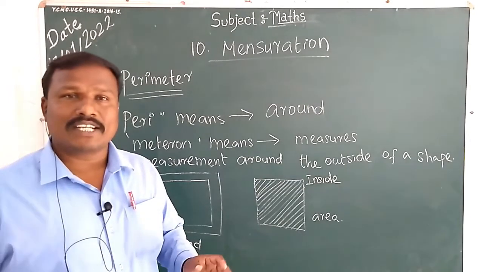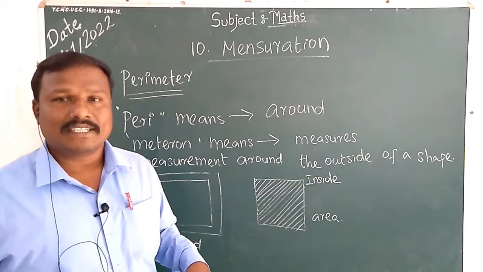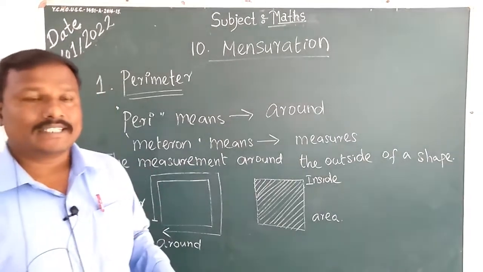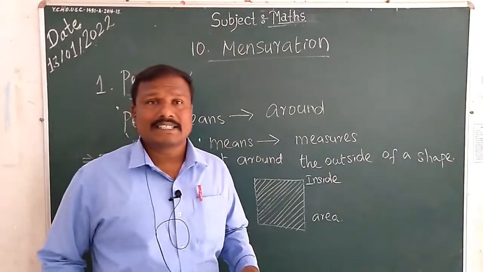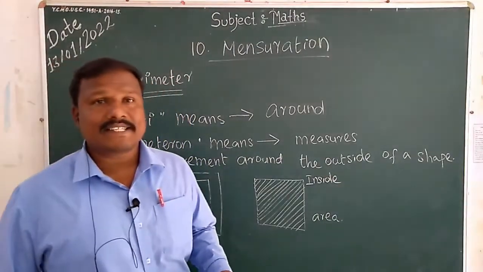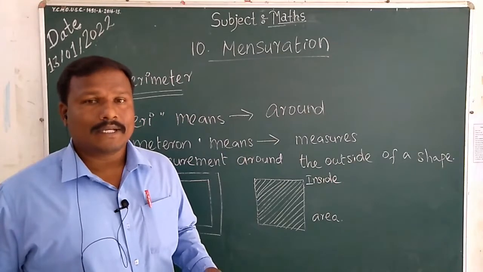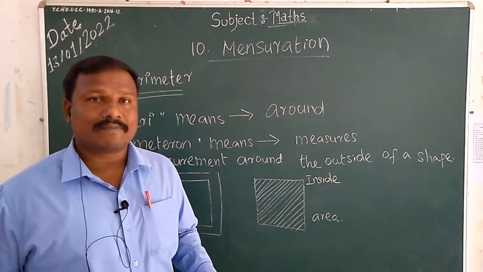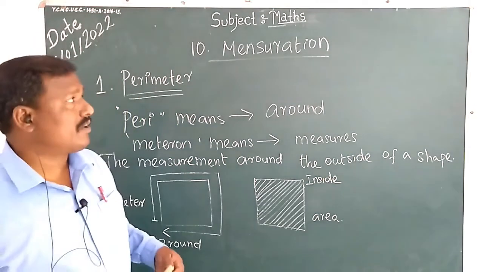So today we will start a new lesson, Mensuration, the 10th chapter. It is a second term syllabus. In this chapter we will discuss two important topics, perimeter and area. What is perimeter, what is area? First you have to understand the difference between the two. First of all, what is the perimeter?